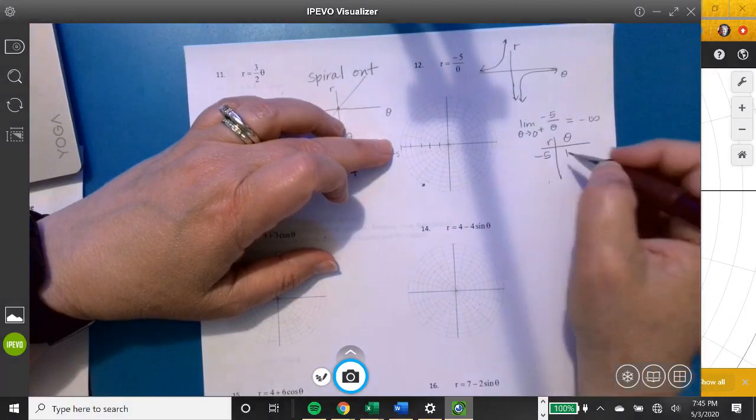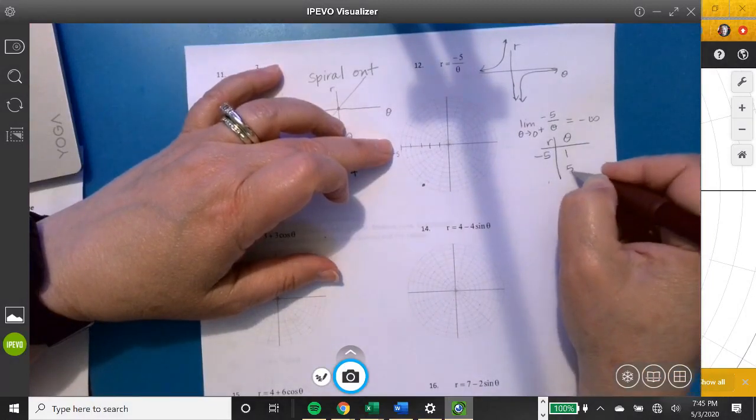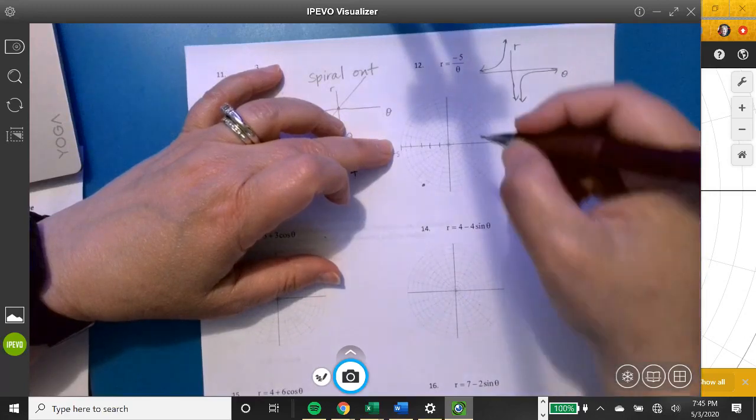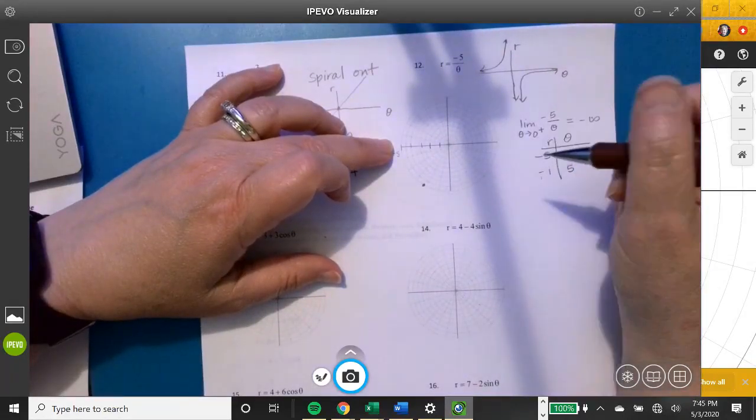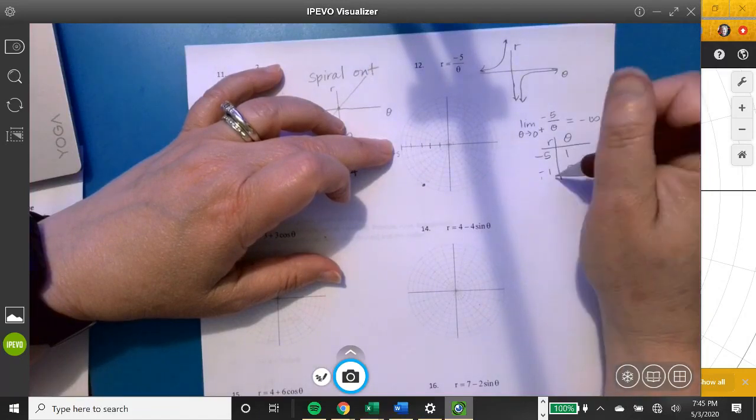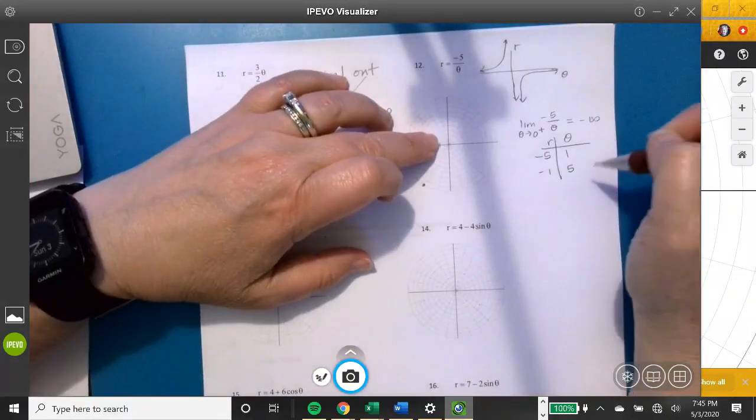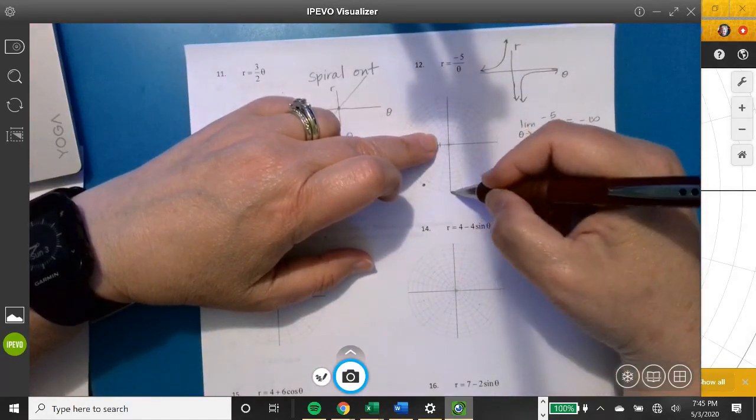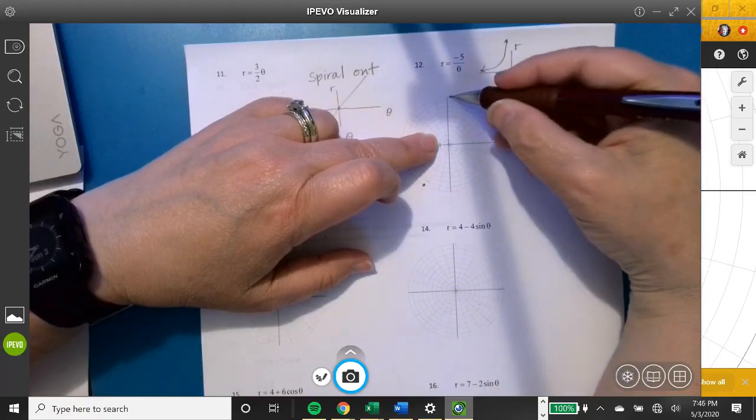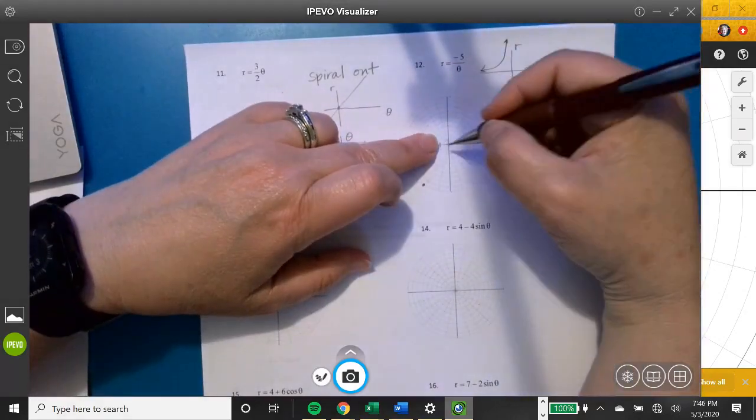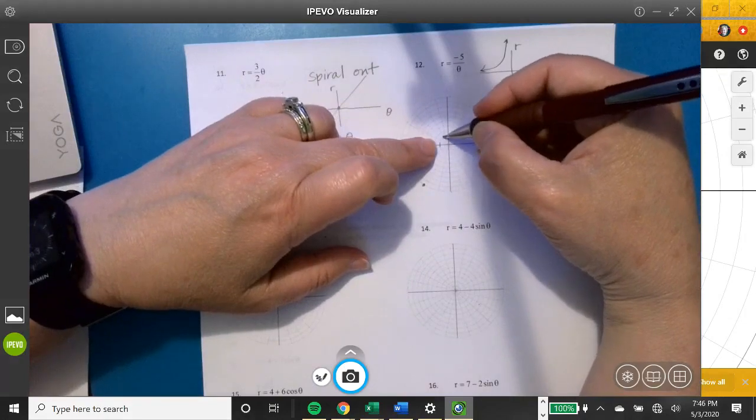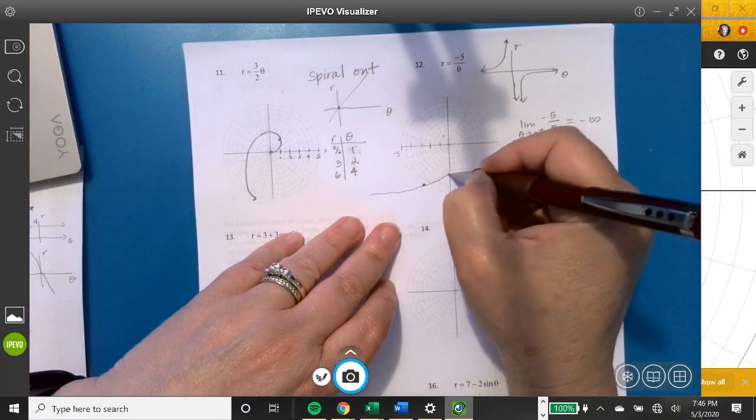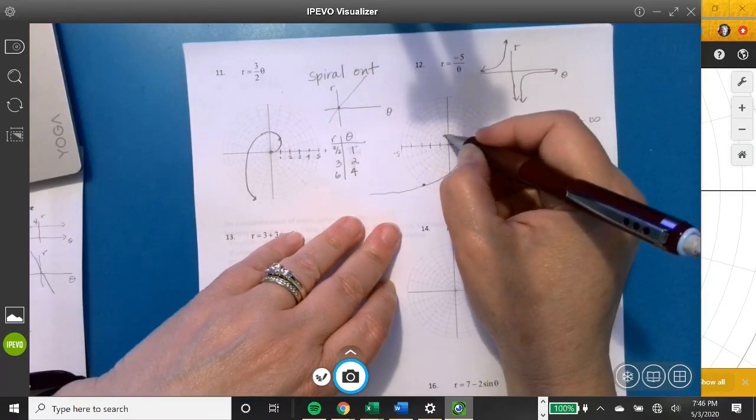All right, let's put in another nice number, which would be 5. What if I was at 5 radians? That would be -1. So I'm going to go out -1 and then rotate 5 radians, which is just beyond, right? Because this would be 1.57, 3.14, and this is 4.71. So I'm going to be right about in here somewhere. So what's happening is I'm going from infinity and spiraling inward.